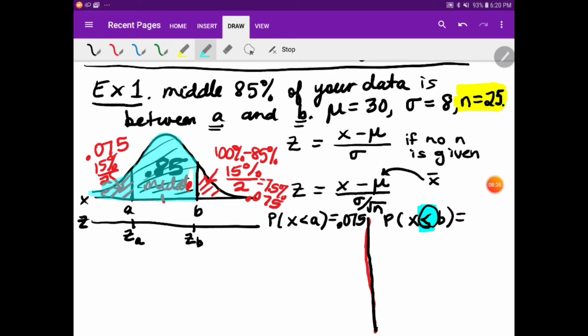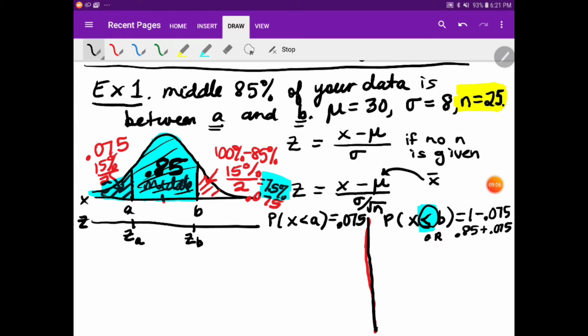So there's a couple different ways I could do that. I could say the whole area minus 7.5%, right? So 7.5% is the only thing I'm missing. So I could do 100% minus 7.5%, so that would be 1 minus 0.075, or I could do 0.85 plus 0.075. Both would give me the blue area.